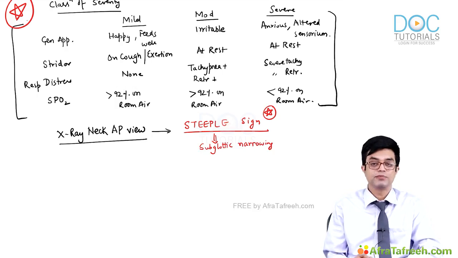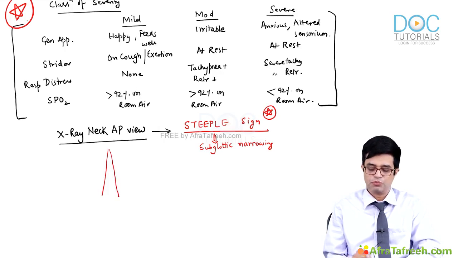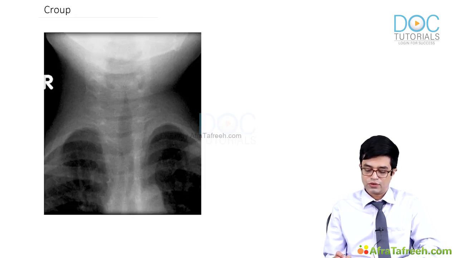What is the steeple? Steeple is the ascending spire of a church. So there will be a subglottic narrowing, and then as you come down, the airway becomes broad. This is called the steeple sign. This is how the steeple sign looks.